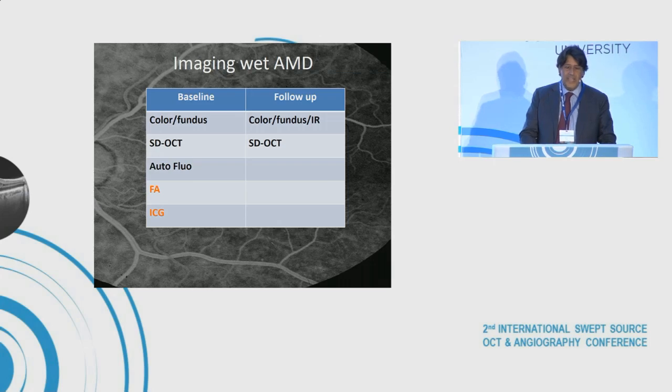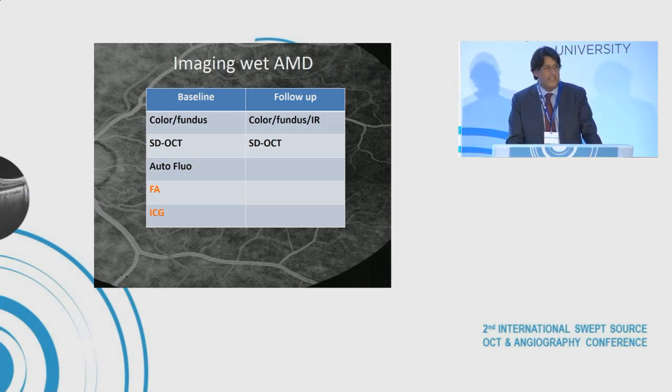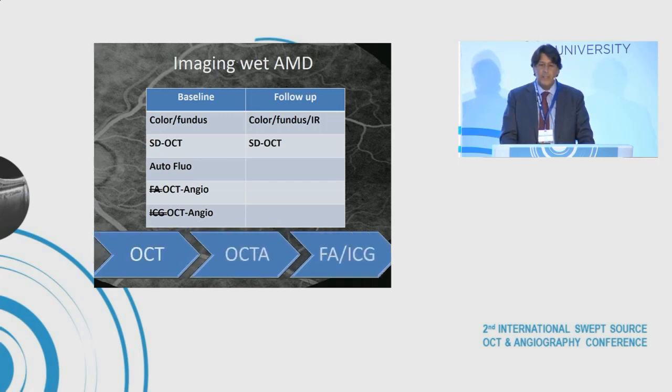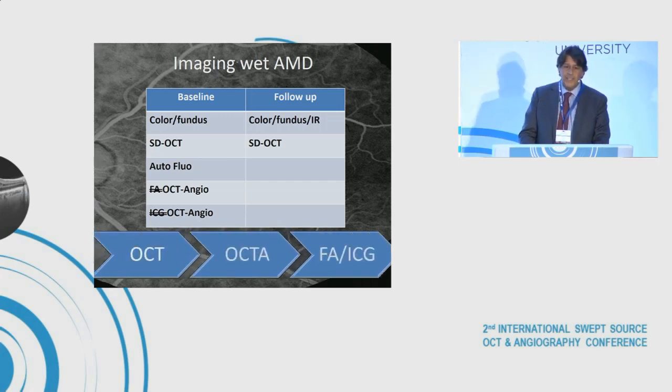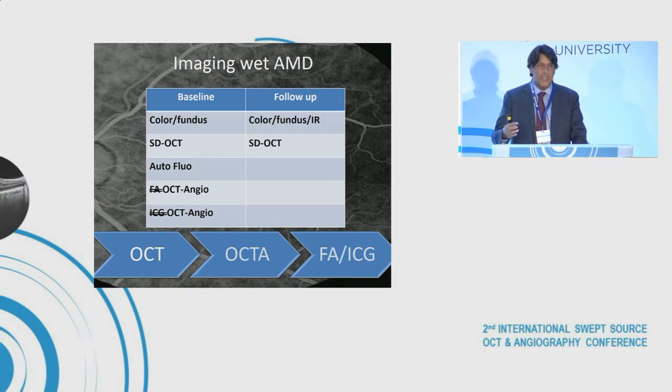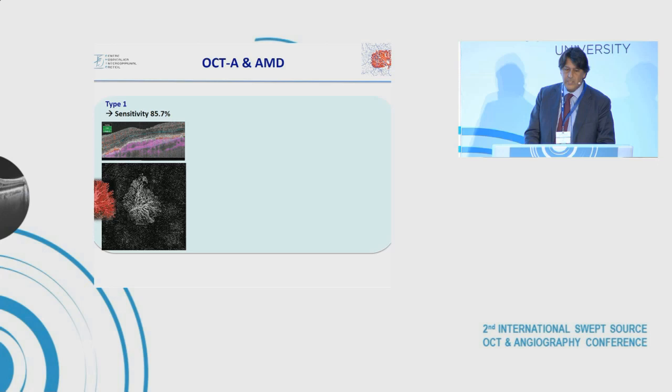Actually, we perform FA and ICG at baseline. We don't use it so much anymore for the follow-up of the patient in exudative AMD. So the question is, does OCTA have the potential to replace FA and maybe also ICG? In our practice, we perform OCT and OCTA at the same time, and after that we decide whether or not to still perform the FA and ICG at baseline, if it's useful.